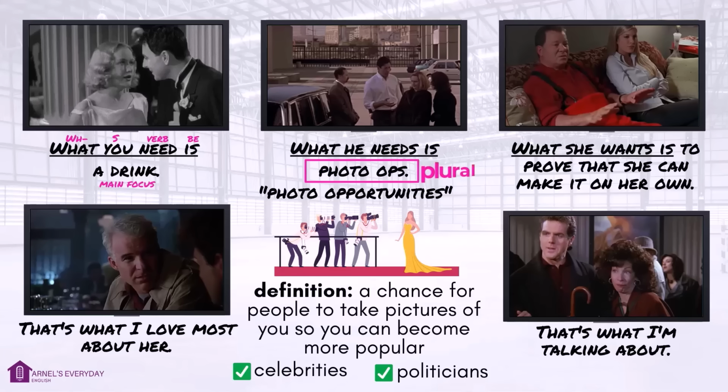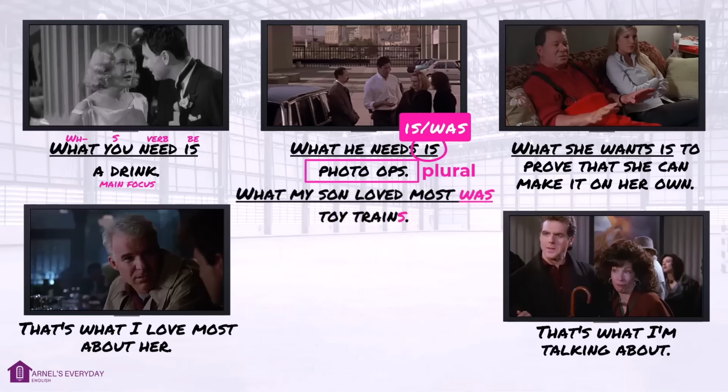Photo ops is plural. Why do I have a singular verb? The WH clause is considered singular in cleft sentences. So even if your noun is plural, use is or was. Here's another example. What my son loved most was toy trains. Plural noun, but be stays singular. Yes, it's possible to use are and were, but that's considered less formal.